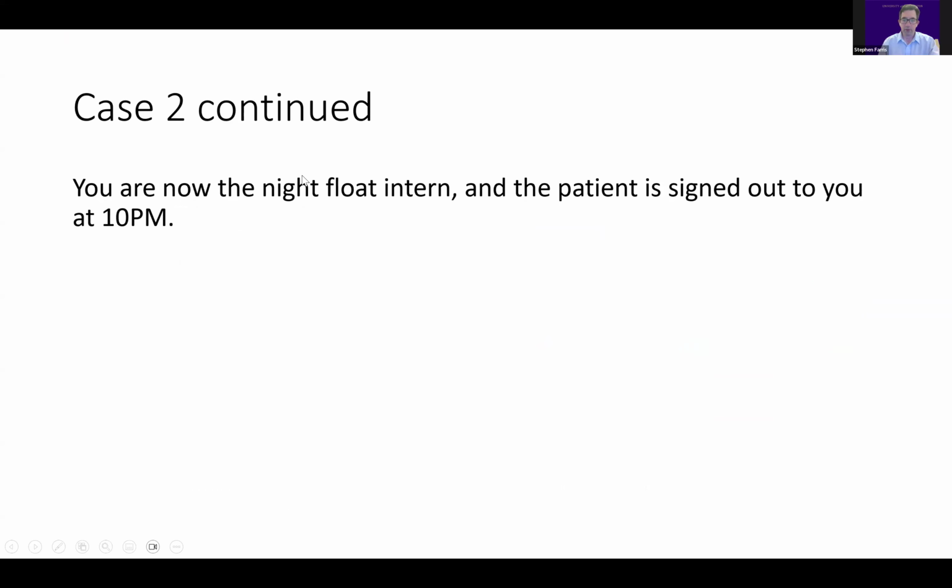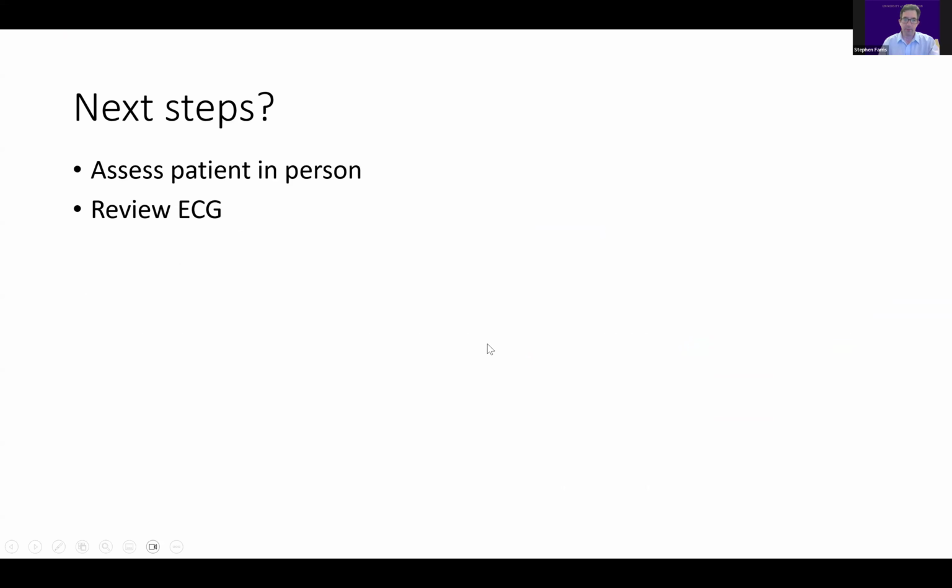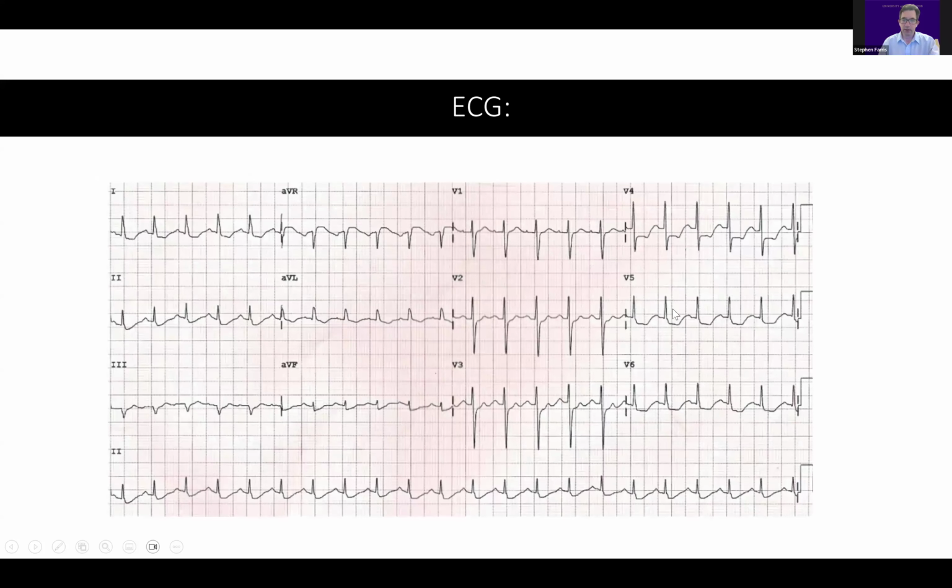So same case, 10 p.m., you get the night shift. Congratulations. So they're doing fine for 10 hours or so, but now they're complaining of more chest pain and tightness. So again, we want to get the old ECG, ask them to get a new one, and go see the patient. All right. Does anybody want to take a guess what we see here as the most important finding?